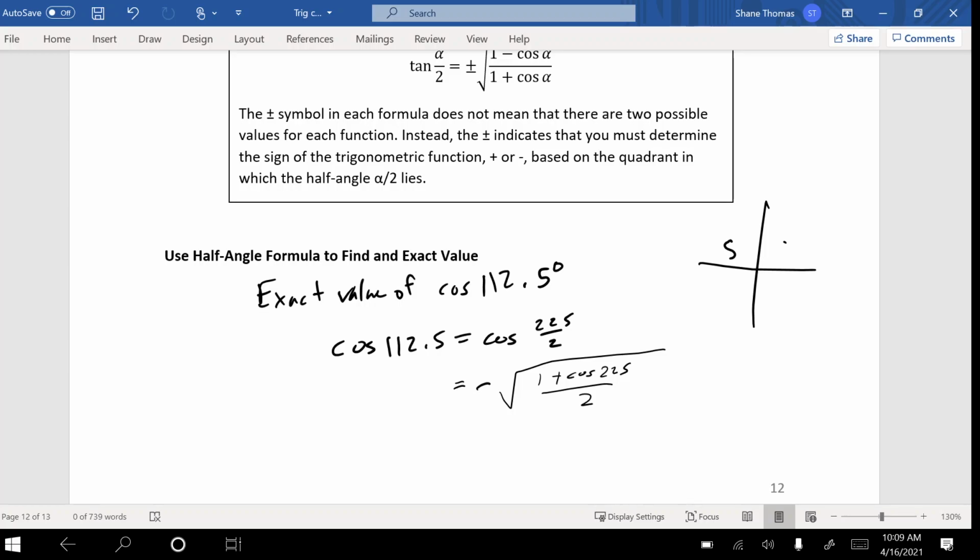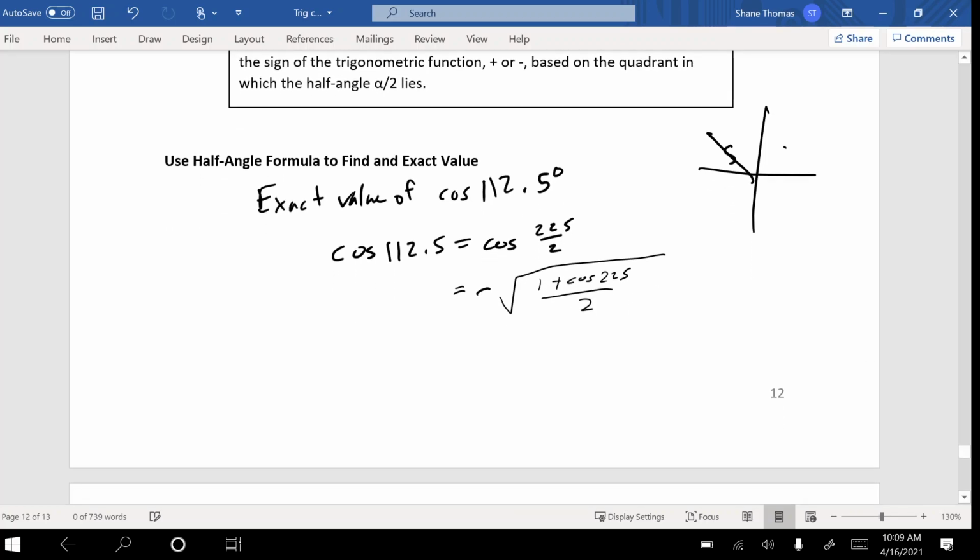All right, the problem doesn't decide it. We have to decide it whenever we put it in. So because it's in quadrant 2, it's going to be a negative. All right, so then we just roll. That negative just tags along the outside anyway. So we have the negative square root of 1 plus, what's the cosine of 225? Negative root 2 over 2. And it's all over 2.